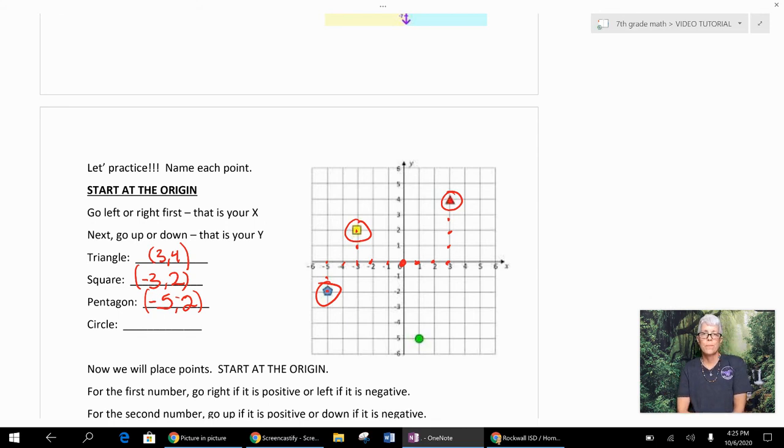Now do the circle. Pause. All right, here we go. Start at the origin. I go to the right 1, so x is 1. I go down 1, 2, 3, 4, 5. That's going down, so that's a negative -5. Don't forget the parentheses. I hope you did good with that one.